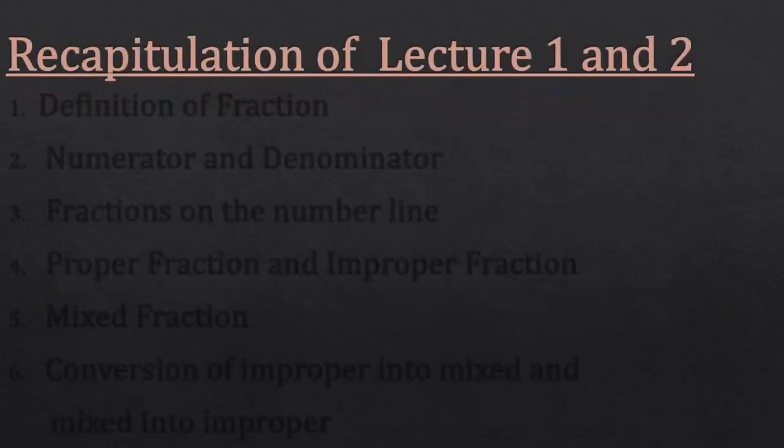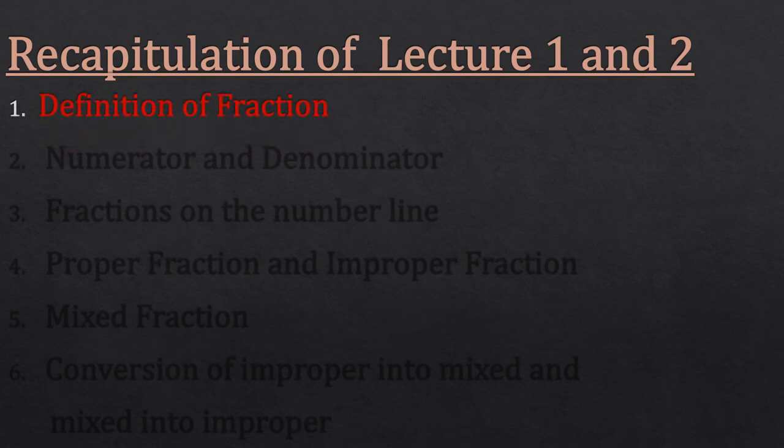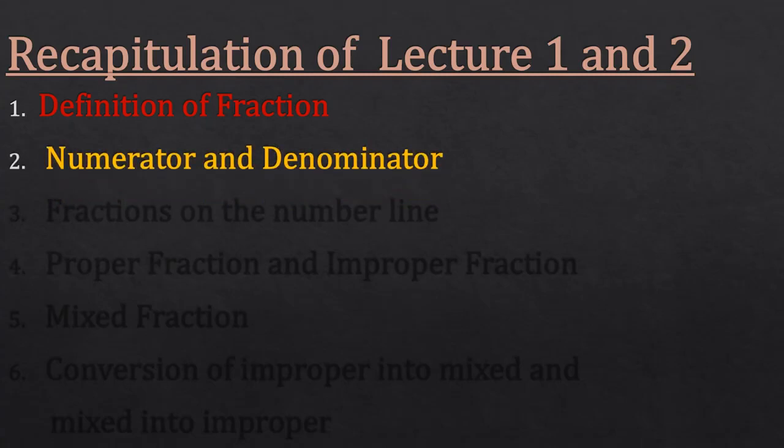First of all, we will recapitulate lectures 1 and 2. First is the definition of fraction. What are fractions? Fraction is a part of a whole. Then we have learned about numerator and denominator. The number above the division line is known as numerator and below the division line is known as denominator.